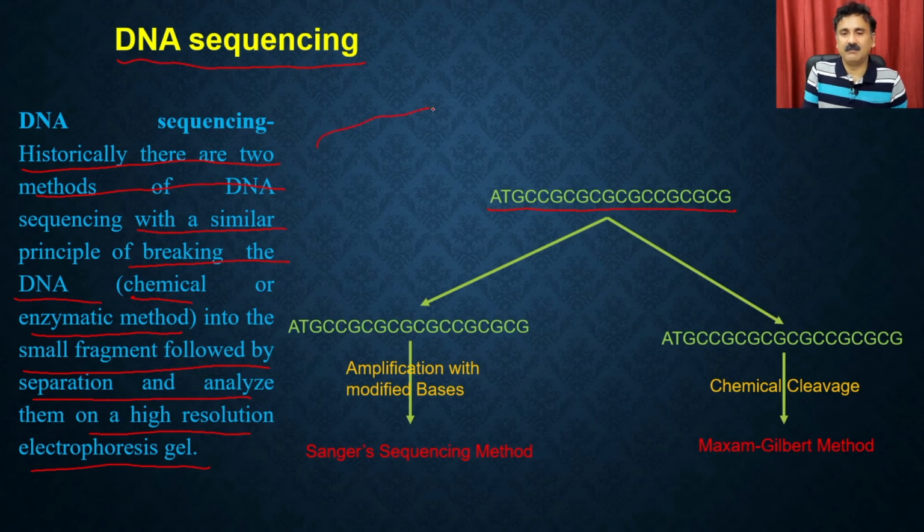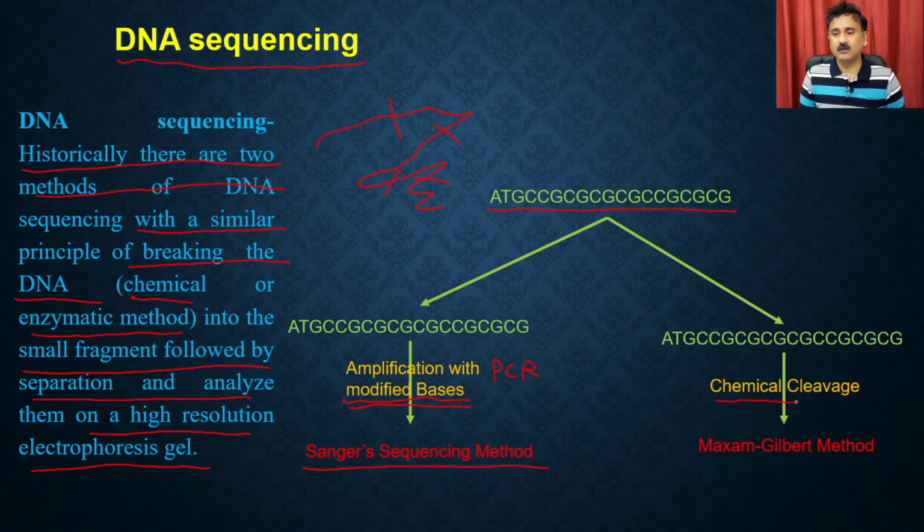So for example, if you have a complete genomic DNA, the first thing you have to do is break the DNA, and then you get small fragments. In method one, you can amplify this with the help of PCR, and while you are doing the amplification you can use modified bases. At those modified base sites, it is not going to amplify beyond that, and that's how you are going to do the sequencing. That method is called the Sanger sequencing method.